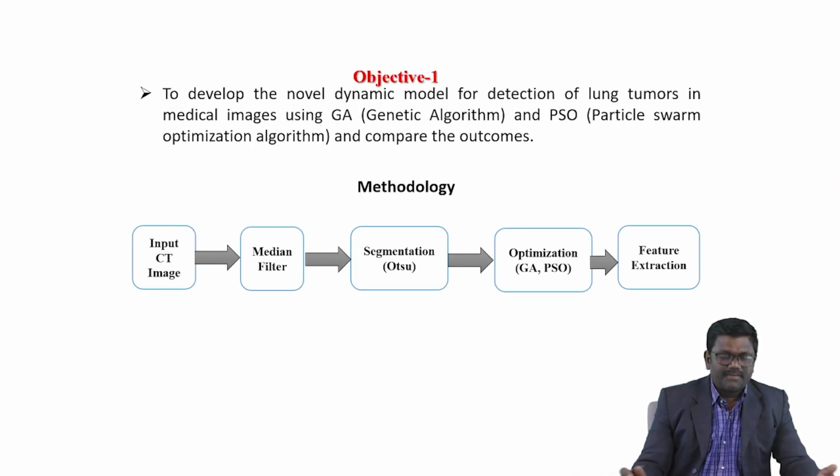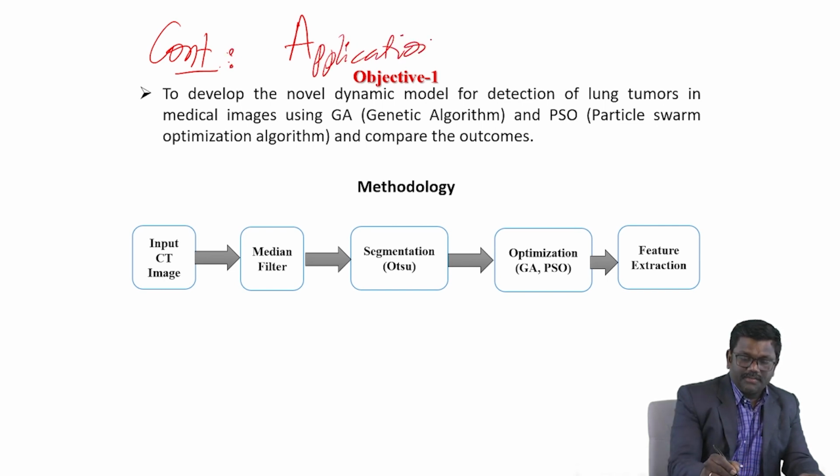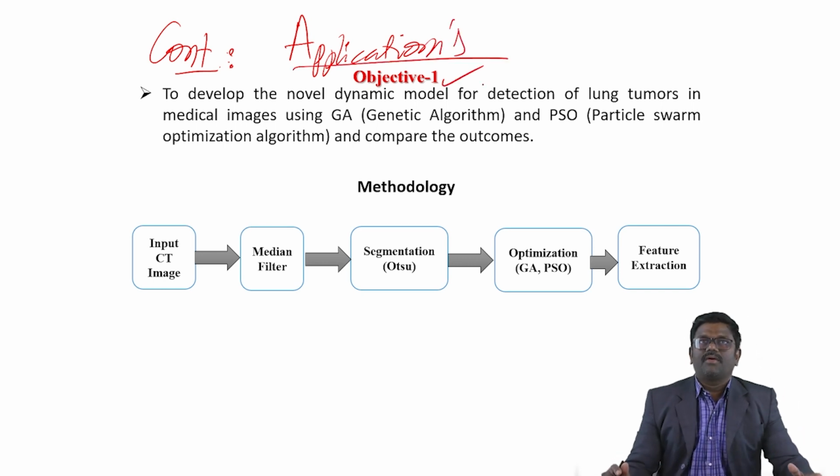Next, let me take one example in continuation, from the application point of view. Let us take one problem. The objective is to develop a novel dynamic model for detection of lung tumors in medical images using GA, that is genetic algorithm. The second approach is the particle swarm optimization algorithm. You can compare both by the help of one of the methods.